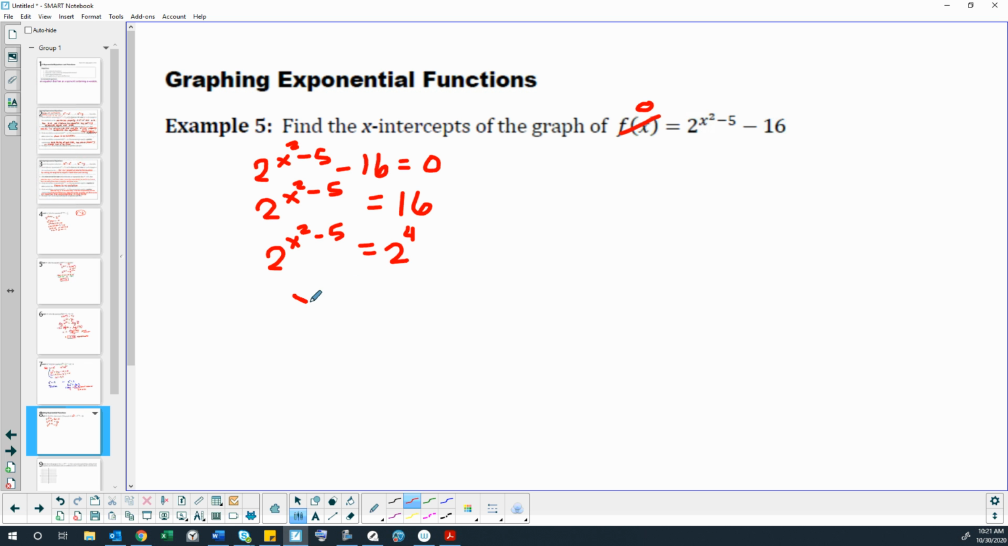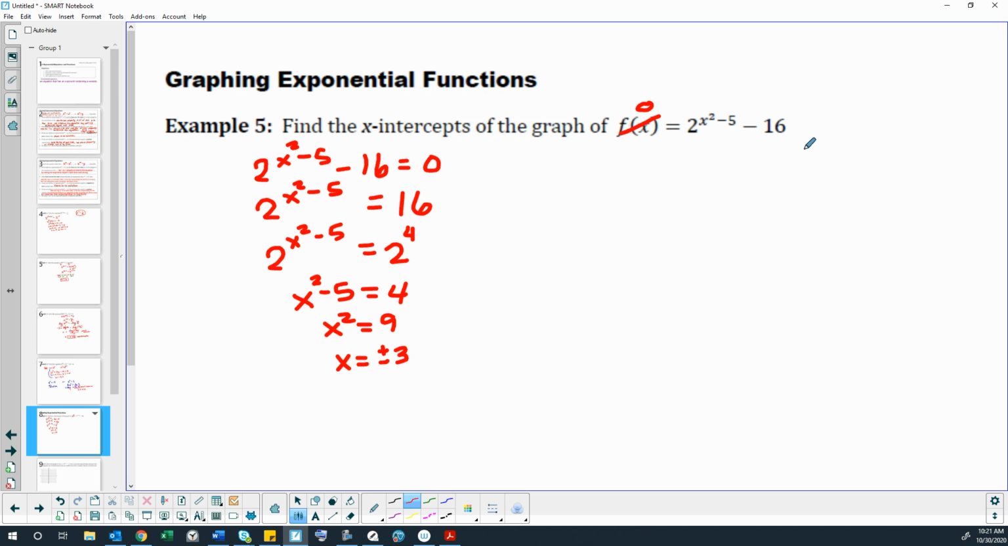Now that we do have the same base on each side, all we have to do is set our exponents equal and solve. So that's going to give us values of plus or minus 3. So those are the x-intercepts of the graph. This one doesn't actually ask us to graph it. I think the whole point of this was to see that we are using one of the things we learned today about solving exponential equations to help us find x-intercepts rather than to actually solve an equation.